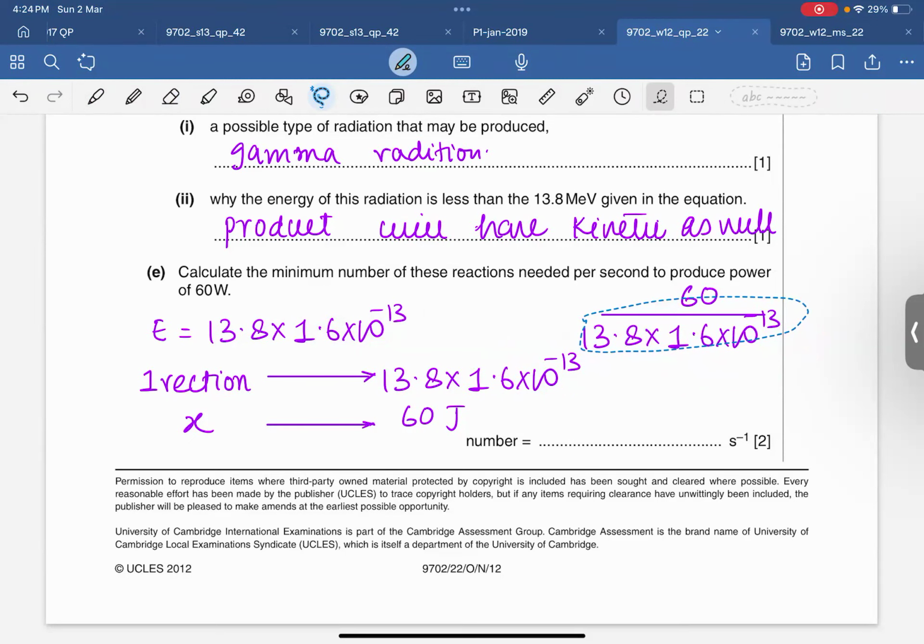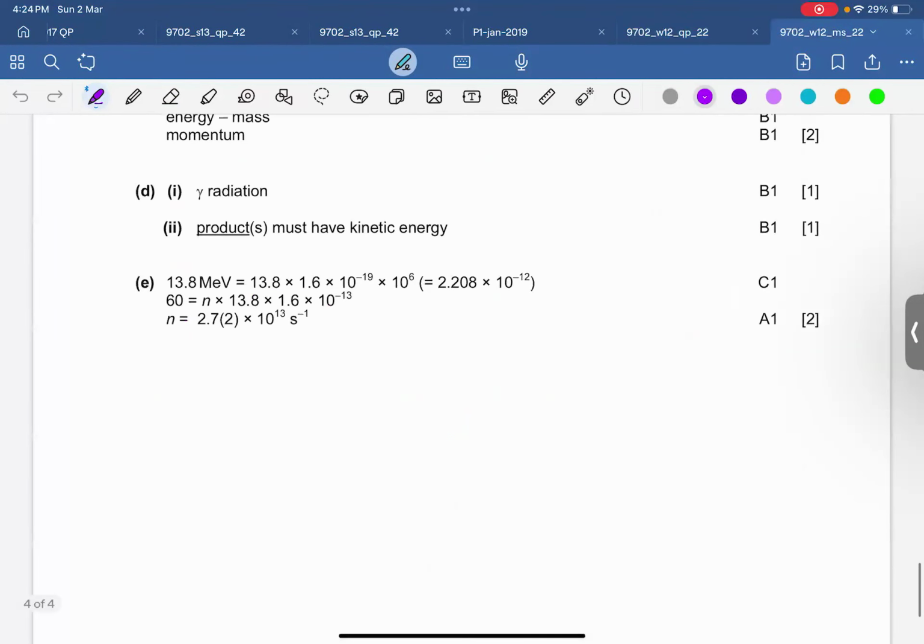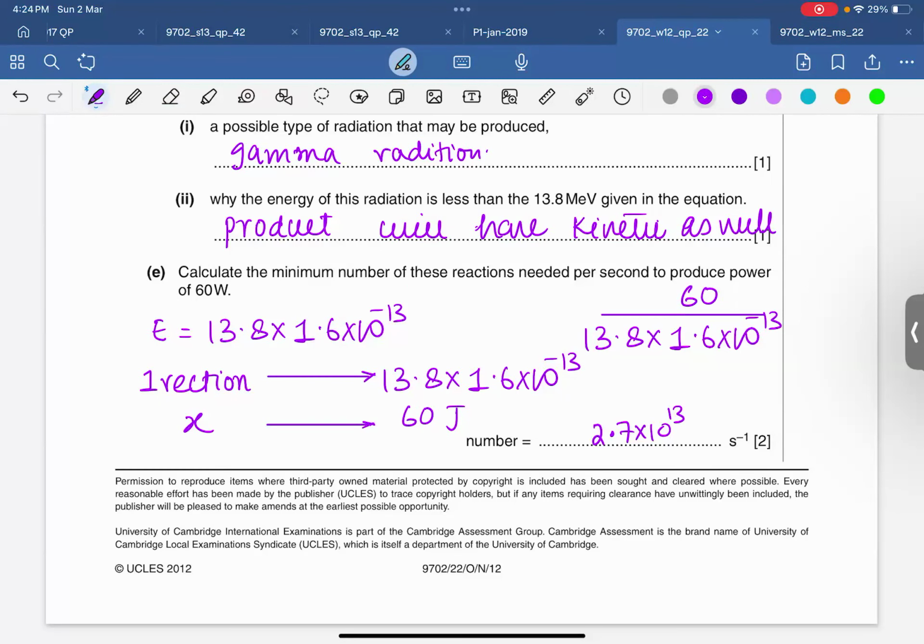Yes, how much? 2.7 exponent 13. Okay, fine. And 2.7 exponent 13. Okay, is that clear? बच्चों सबको समझ में आ गया? इमाद, कैंडी ब्रो?